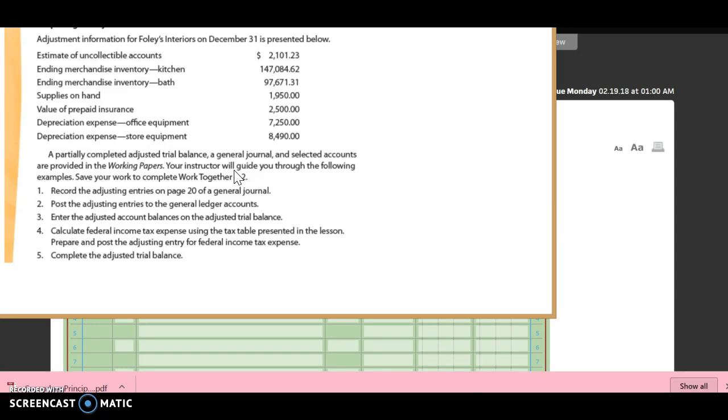So step 1, we need to record the adjusting entries on page 20 of the general journal. Number 2, we're going to post the adjusting entries to the general ledger accounts. Number 3, we're going to enter the adjusted account balances on the adjusted trial balance. Number 4, we're going to calculate federal income tax expense using the tax table presented in the lesson and prepare and post the adjusting entry for federal income tax expense. And then number 5, we're going to complete the adjusted trial balance.